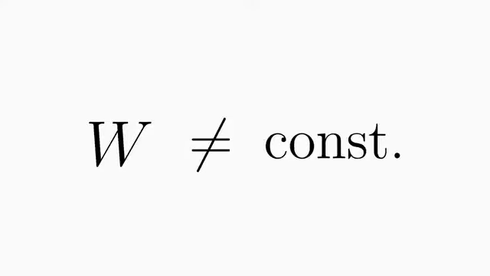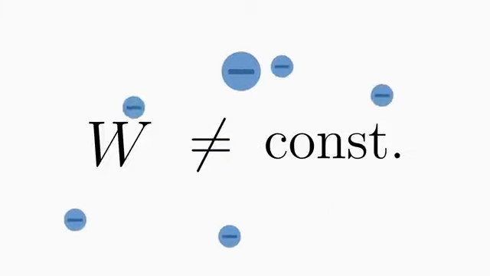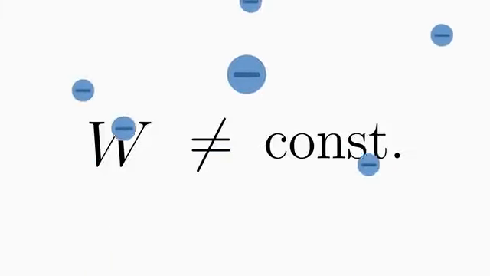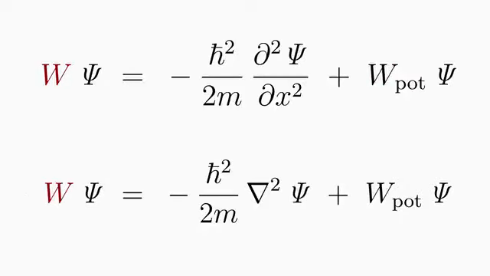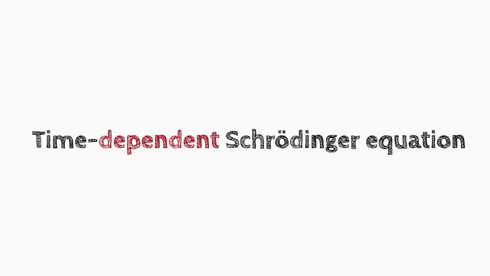What if the total energy of the quantum mechanical particle is not constant in time? This can happen, for example, if the particle interacts with its environment and thus its total energy changes. For such problems, the time-independent Schrodinger equation is not applicable. For this, you need a more general form of the Schrodinger equation, the time-dependent Schrodinger equation.